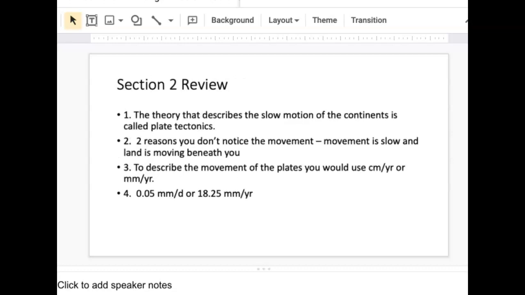All right, the Section 2 review questions. The theory that describes the slow motion of the continents is called plate tectonics. Two reasons we don't notice the movement: it's really slow, and we're actually moving at the same rate it is, so we're not going to notice it. Question 3, to describe the movement of the plates, you would use centimeters per year or millimeters per year because it's such a small change. And then they gave you some information and you had to figure out how much it moved per day or year.